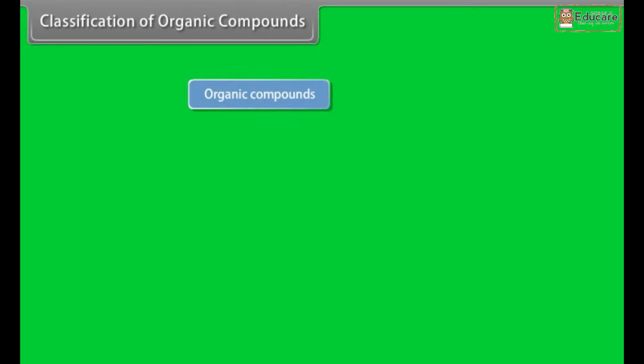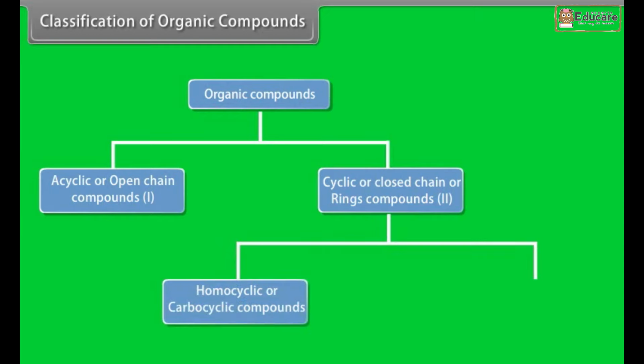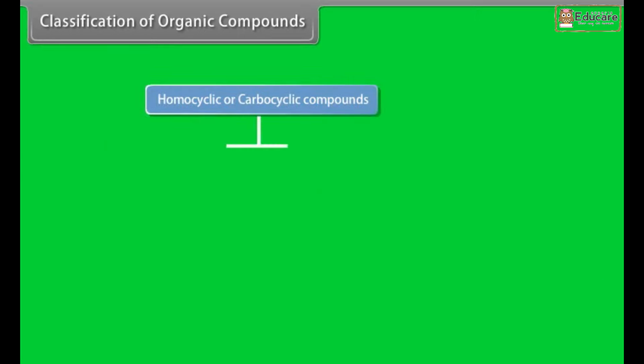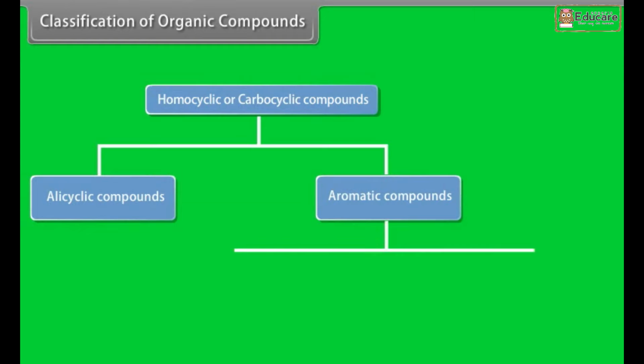Classification of organic compounds. Organic compounds can be grouped into acyclic or open-chain compounds and cyclic or closed-chain or ring compounds. Cyclic compounds can be further divided into homocyclic or carbocyclic compounds and heterocyclic compounds. Homocyclic can be further divided into alicyclic and aromatic compounds. Aromatic compounds can be further divided into benzenoid and non-benzenoid compounds. Acyclic or open-chain compounds.